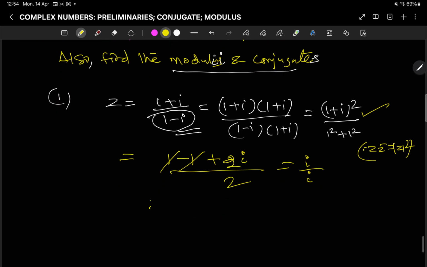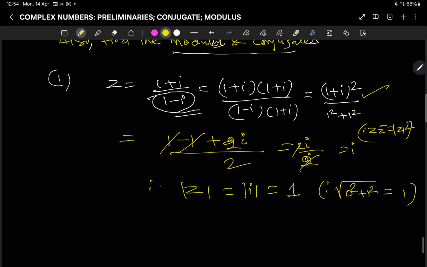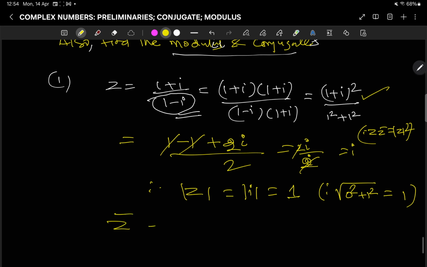So therefore what is your |z|? Your |z| is equal to, so this is 2i by 2 cancel, this is your i. So |z| is equal to |i| is equal to 1, right, because root of 0 square plus 1 square is equal to 1, right. So now what is your conjugate? Now conjugate of z is equal to conjugate of i. So 0 plus i conjugate, so the imaginary part is just negative, it is minus i, right, minus i.